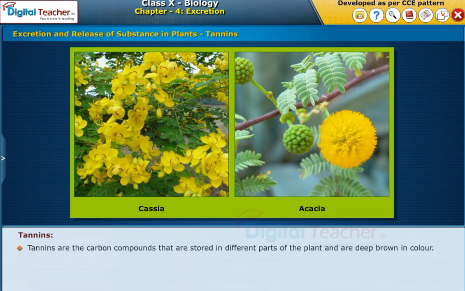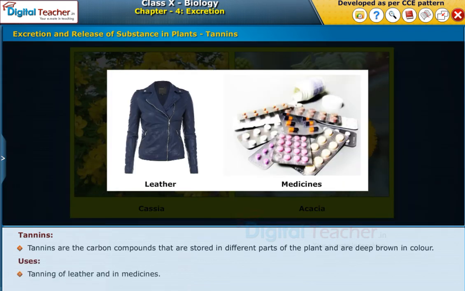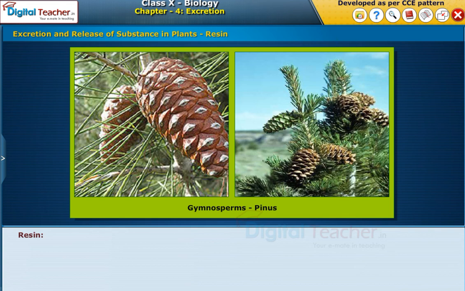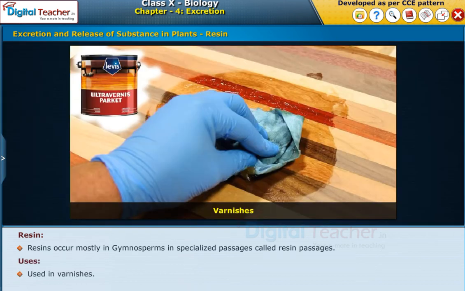Tannins. Tannins are the carbon compounds that are stored in different parts of the plant and are deep brown in color. Uses: tanning of leather and in medicines. Examples: cassia and acacia. Resin. Resin occurs mostly in gymnosperms in specialized passages called resin passages. Uses: used in varnishes. Example: pinus.